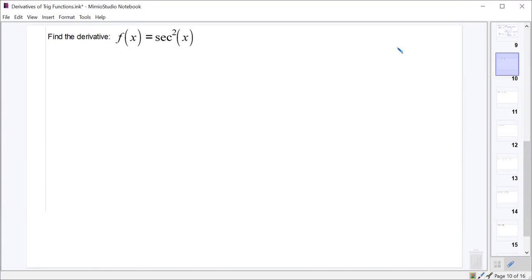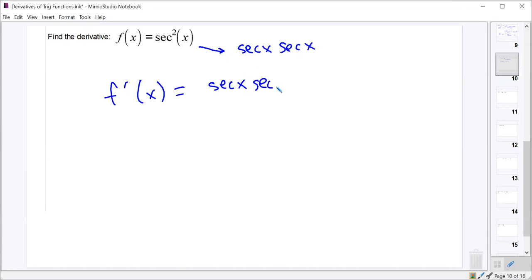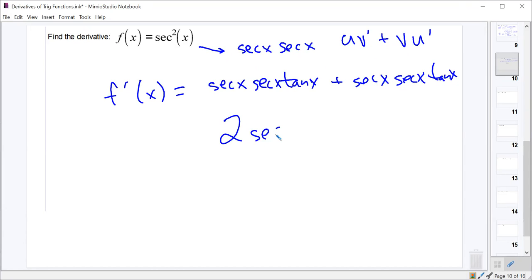Did you use the product rule? Yeah, we'll have to use a product rule for this. So we'll change this into secant x times secant x. And so now we can use the product rule for f prime of x. It should be secant x times the derivative of secant x, which is secant x tangent x. Right, u v prime plus v u prime, which will be plus secant x times secant x tangent x. And we have 2 secant squared x tangent x.